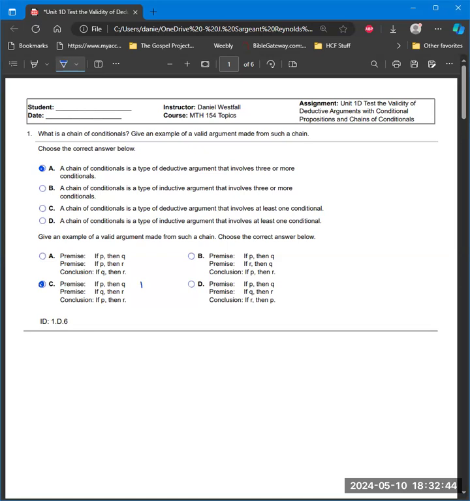If P, then Q. If Q, then R. Therefore, P implies R.